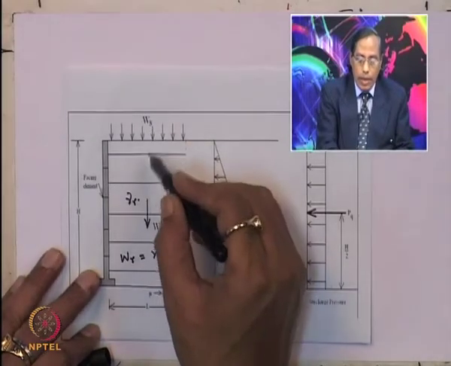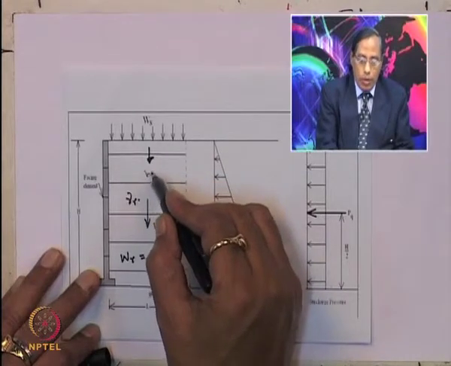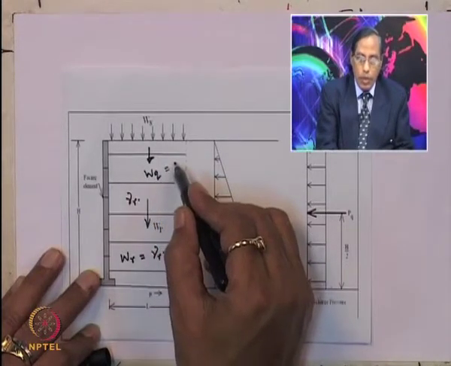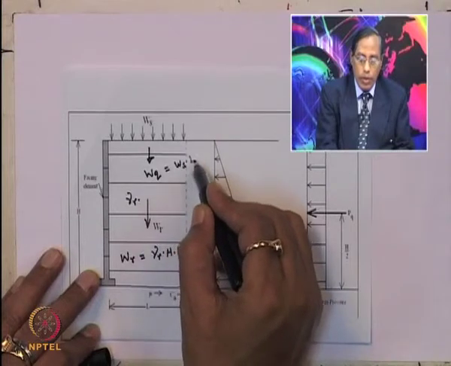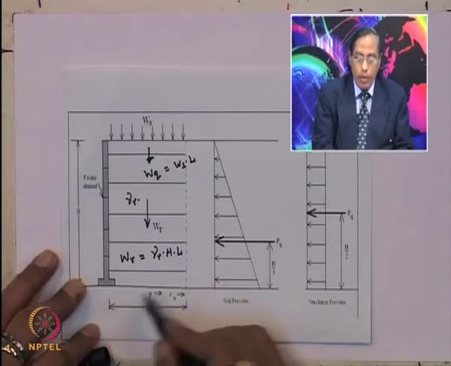But in case of surcharge load, the weight of the surcharge load, W of Q, will be equal to Ws into L. This is Ws, and this is the length of the geogrid material.